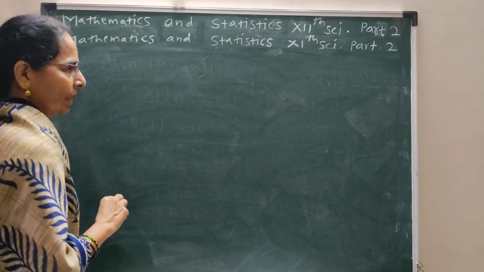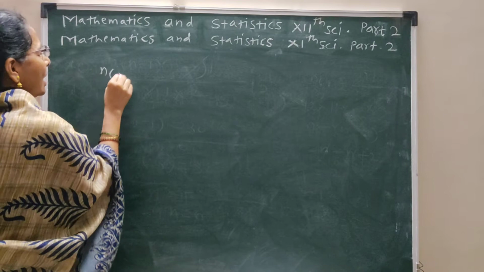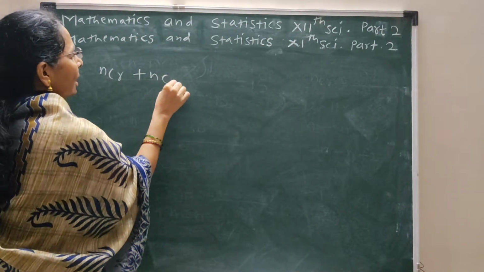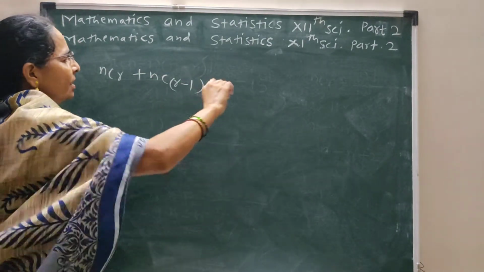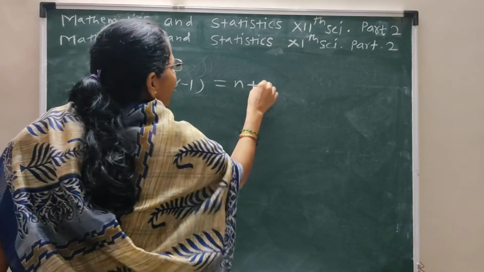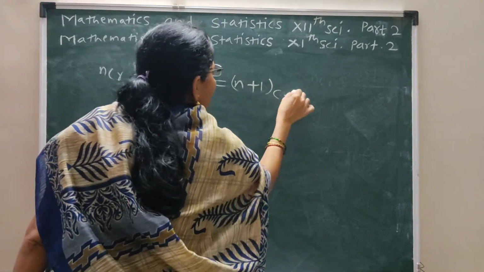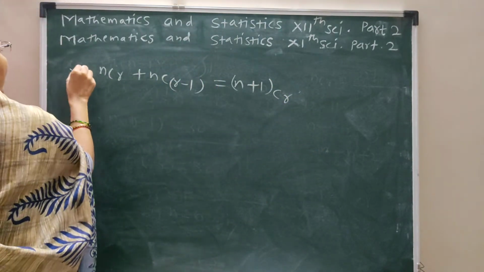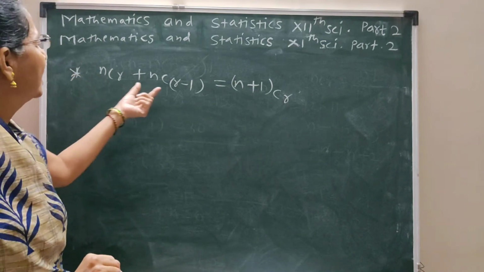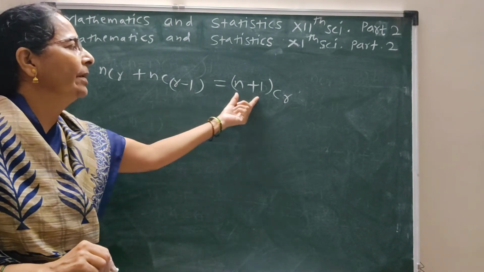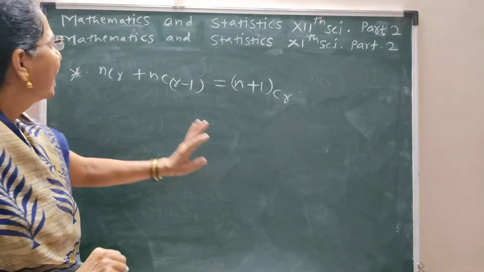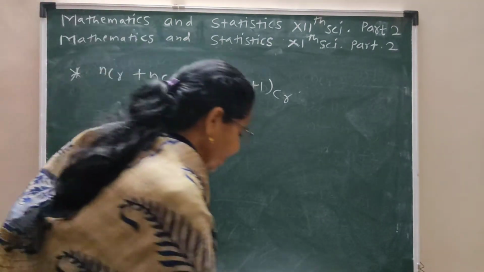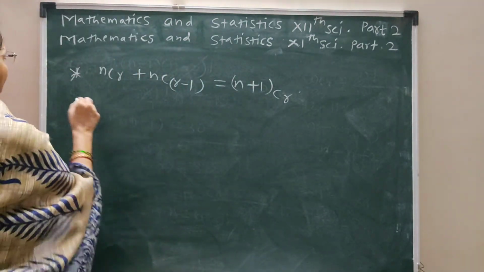We have one formula: nCr plus nCr-1 is equal to n+1Cr. Now this is one important formula: nCr plus nCr-1 equal to n+1Cr. Now by using this formula we have to find r. Question.